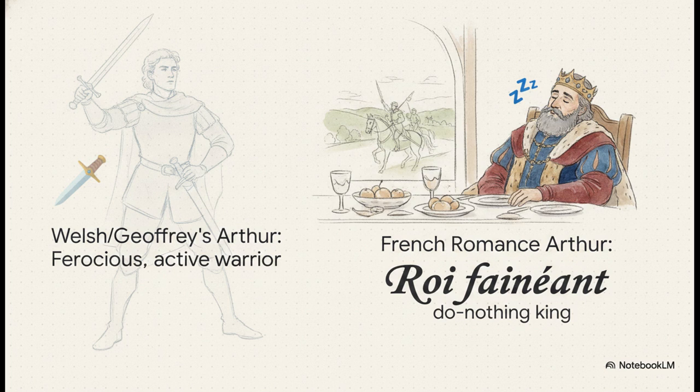The French writers loved the Arthurian setting, for sure, but they had very different cultural values than the Welsh or the British. The fierce, giant-killing warrior gets replaced by what the French called the roi fainéant, literally a do-nothing king. This is a massive shift based purely on the story's new geographic origin. Instead of leading the charge, this French Arthur kind of just sits back at court, occasionally falling asleep at feasts while his younger, cooler knights go out on all the magical adventures.